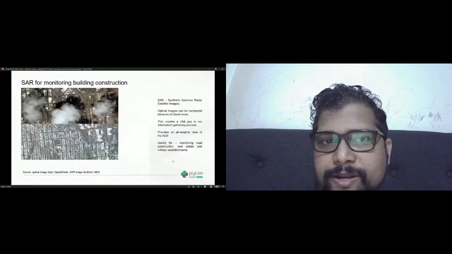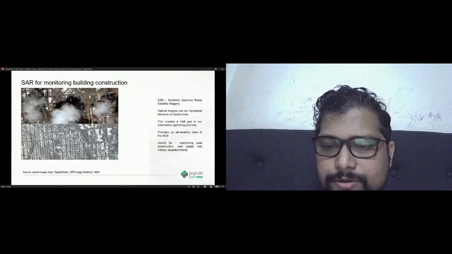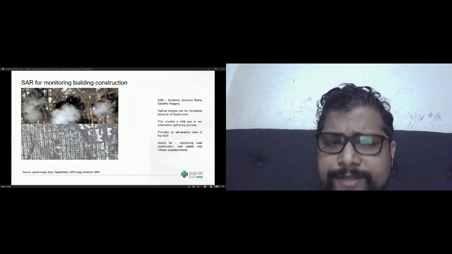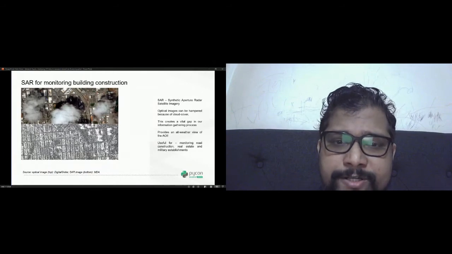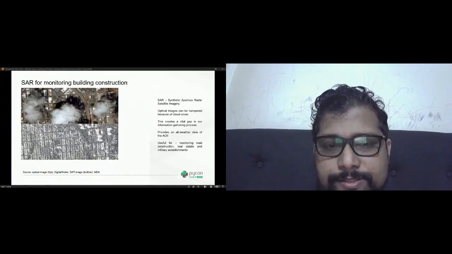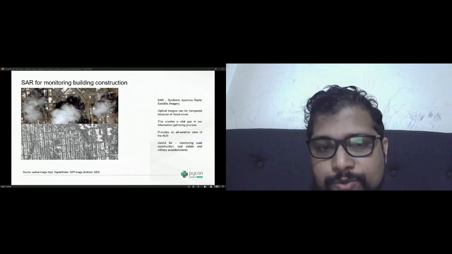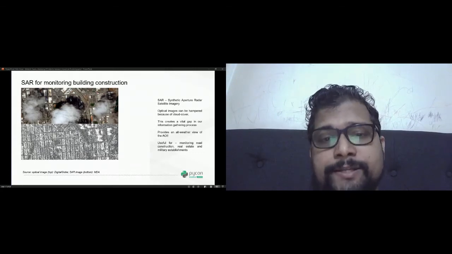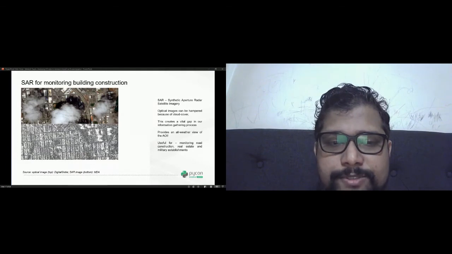SAR for monitoring building construction. Satellite images are affected by weather conditions. A particularly cloudy day can make images useless, especially during the monsoon. This creates a vital gap in our information gathering process.